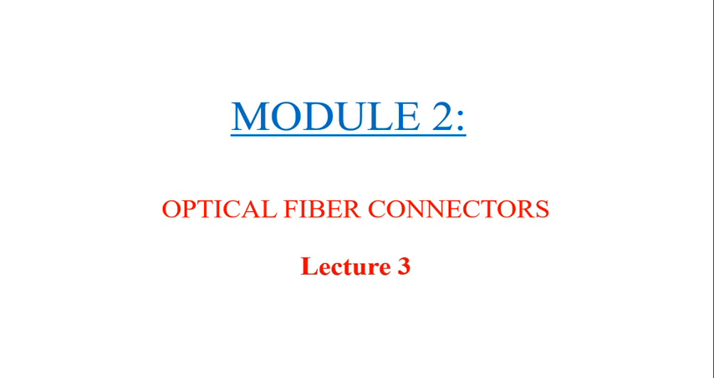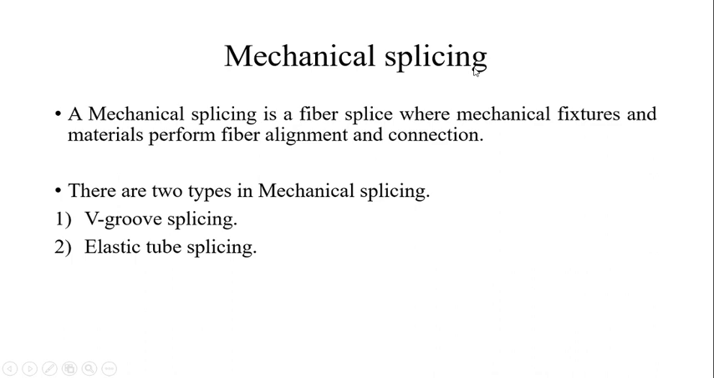In this session, we are going to discuss the continued version of splicing, that is the second method, mechanical splicing. Mechanical splicing is a fiber splice where mechanical fixtures and materials perform fiber alignment and connections. Mechanical splicing may involve either passive alignment or active alignment.